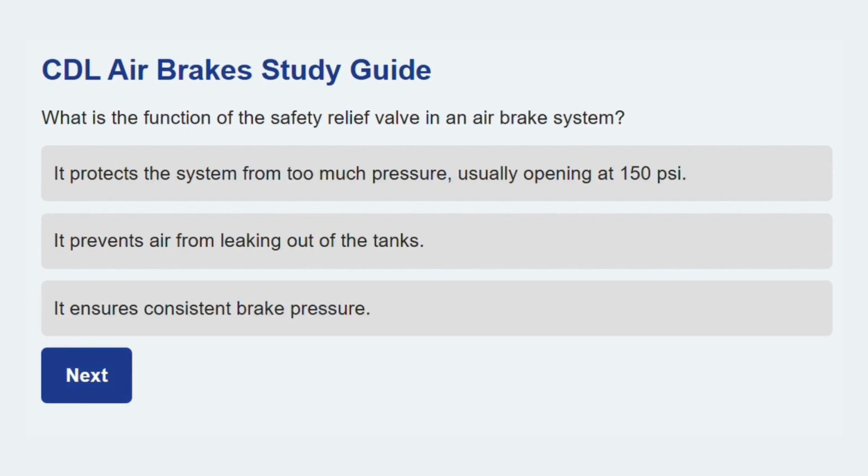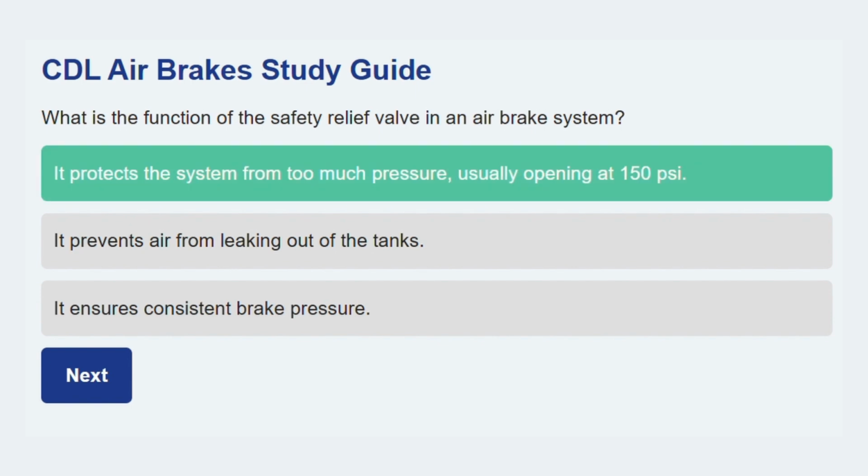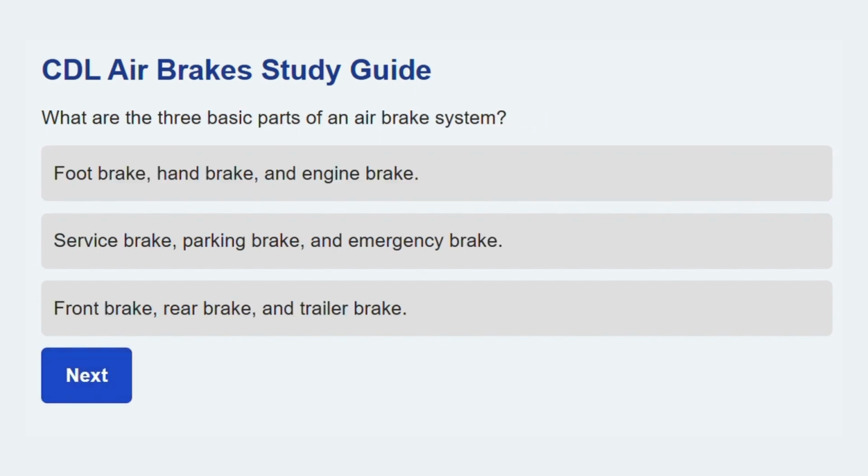So, what's next? What is the function of the safety relief valve in an air brake system? It protects the system from too much pressure, usually opening at 150 psi. This is a critical safety feature that prevents the air tanks and lines from bursting if the compressor governor fails.